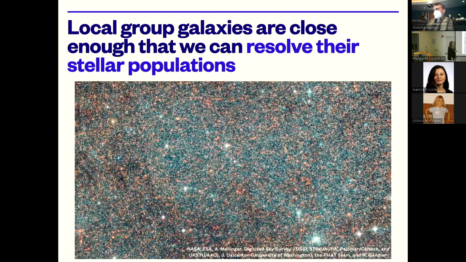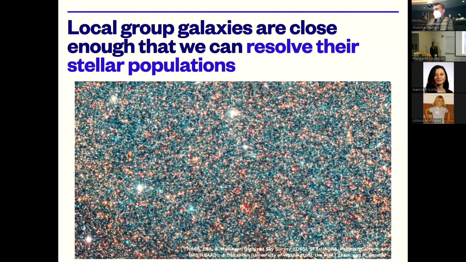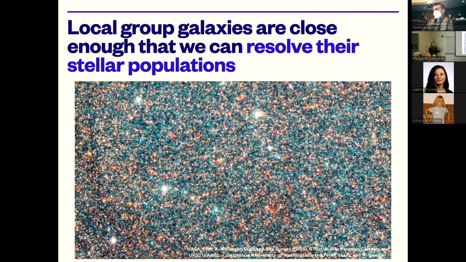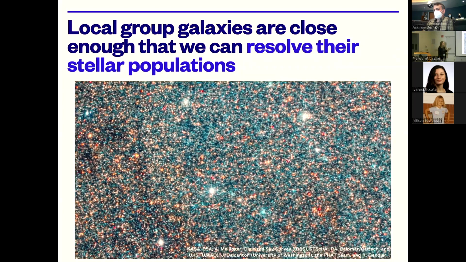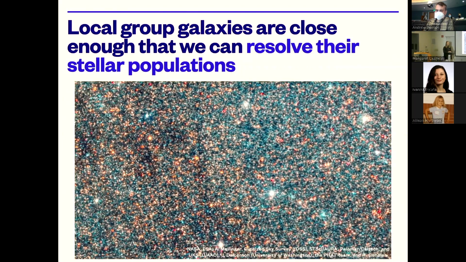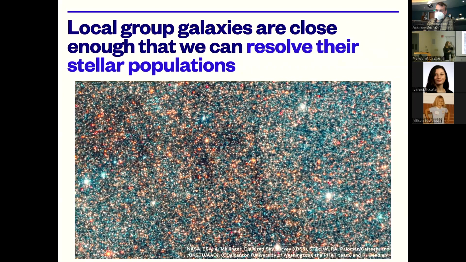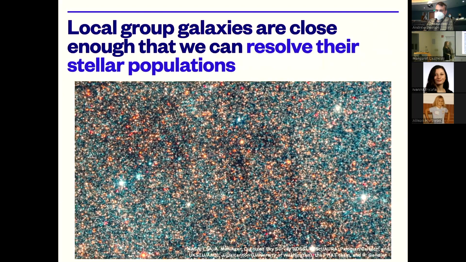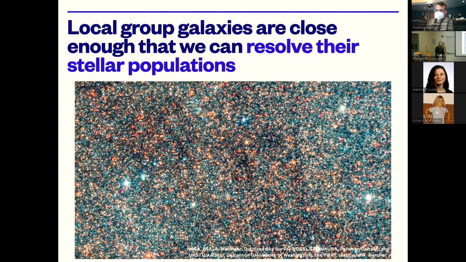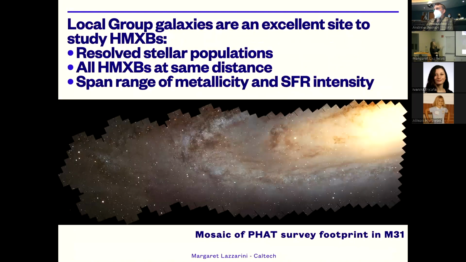You can see as we zoom in, we just keep zooming. And then this is the level of detail that we can resolve in M31. Each of these individual points is a star. In the footprint that Hubble covered in M31 for this survey, we got resolved multi-band photometry for over 100 million individual stars in M31. And this is the level of data that we can use to actually identify which star is associated with these X-ray sources that we're observing with Chandra and with NuSTAR. Because of these resolved stellar populations, they're a really great place to study high-mass X-ray binaries.